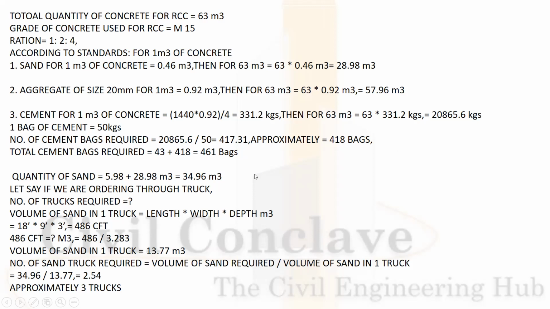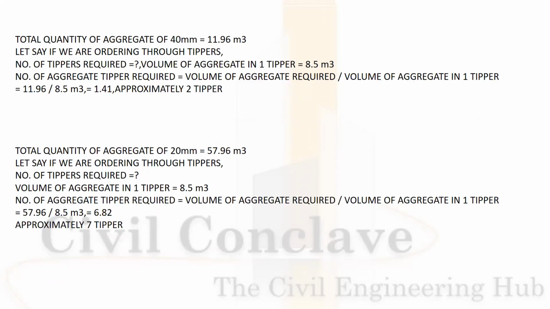Let us say we order a truck with dimensions 18 feet by 9 feet by 3 feet, that is 486 CFT. 486 CFT is equal to how many cubic meter? 486 divided by 35.3, that is 13.77 cubic meter. Volume of sand in one truck is 13.77. So the number of sand trucks required is 34.96 divided by 13.77, which is equal to 2.54. So let us say approximately 3 trucks.